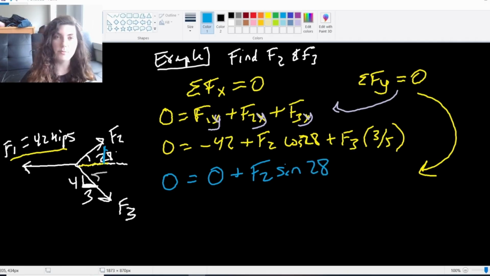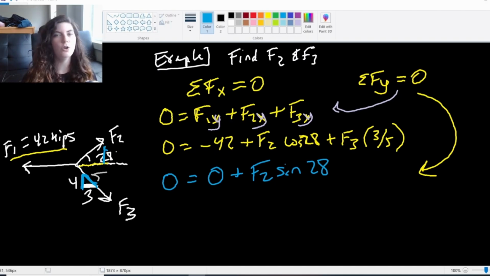And then finally, I'll find my f3 component. And again, I'm just going to use the ratio relationship. So it's the y component over the total. That gives me the ratio. But notice this is negative, right? Our y is going down. And this is why it's so important to set the coordinate system.